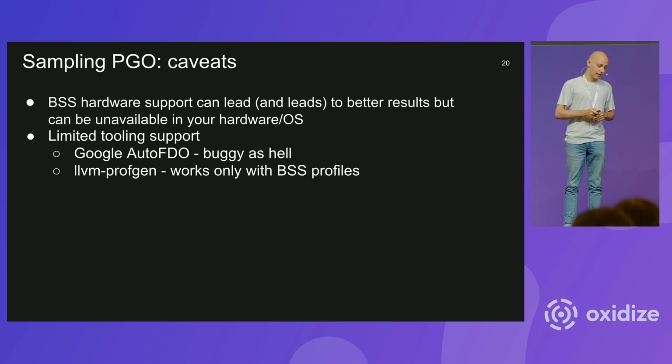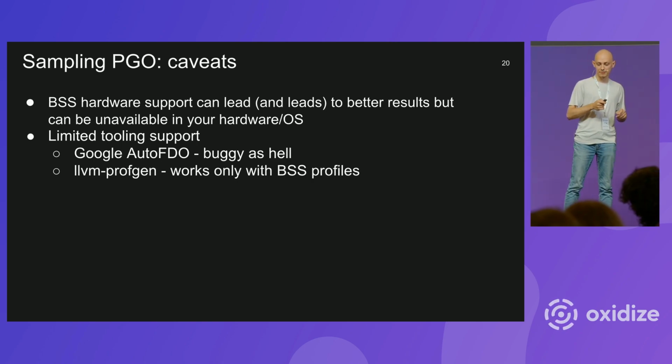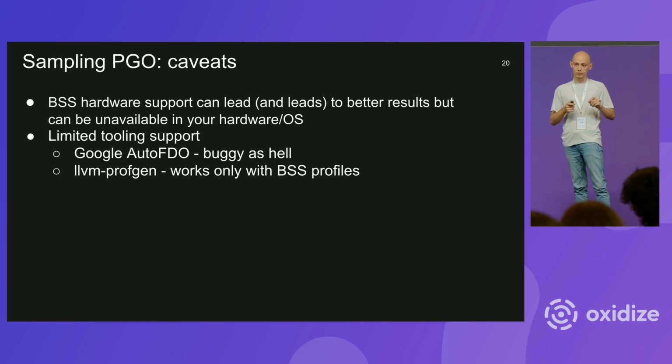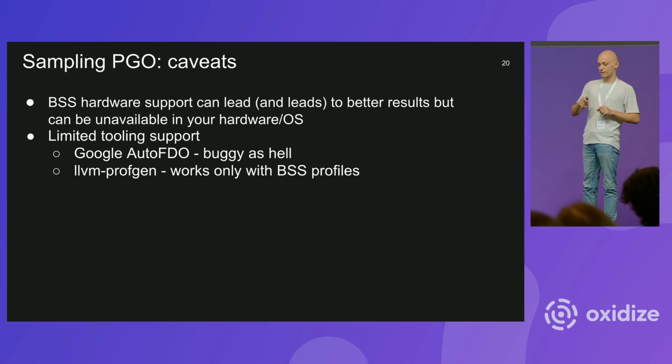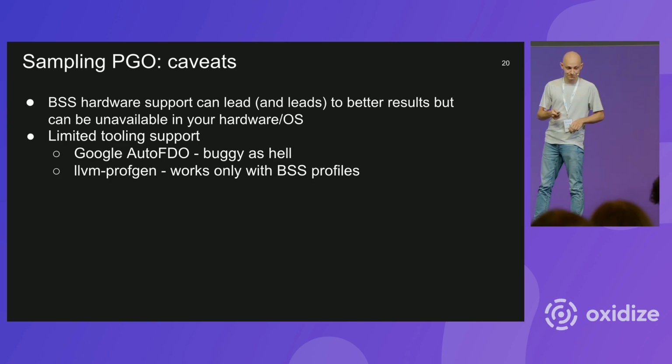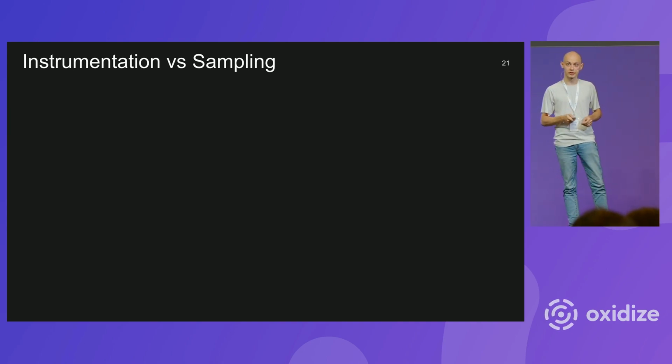Unfortunately, this tool works only with sampling PGO profile with BSS feature enabled. Google AutoFDO can work with sampling PGO profile without BSS. Yes, they will be less efficient, but anyway, it will work. So let's compare instrumentation versus sampling.